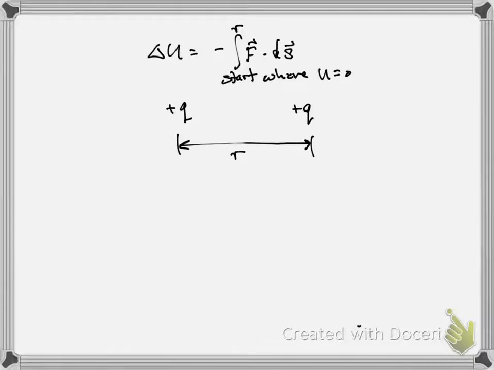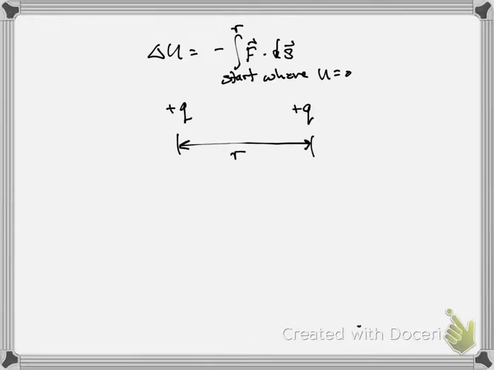So this is the way we calculate potential energies. We have to integrate from one position to another position. The initial position, remember, is where U equals 0, and the final position is the position of interest. What is the potential energy when, let's say, two point charges are separated by a distance r?